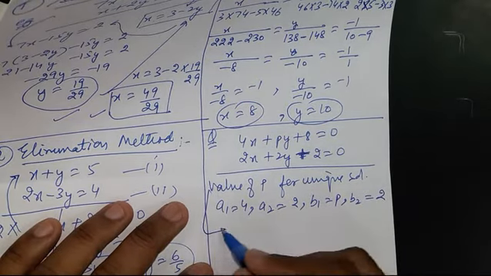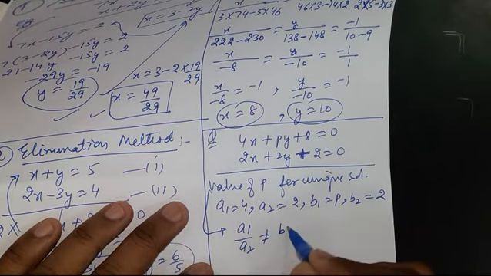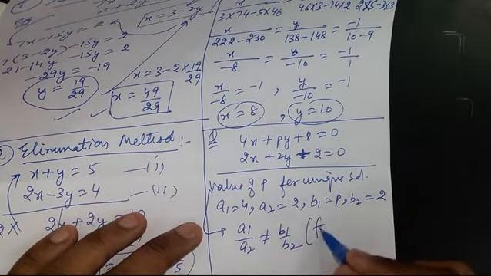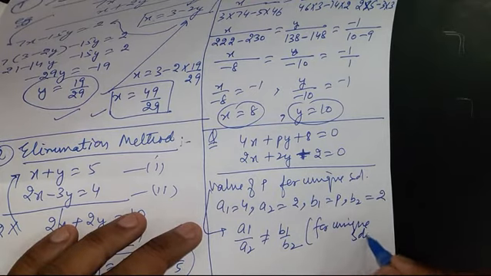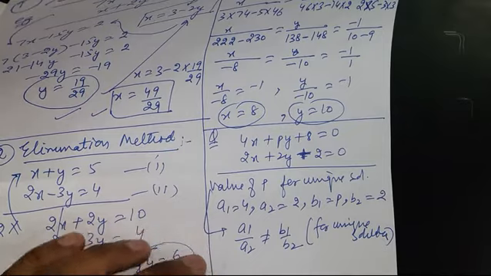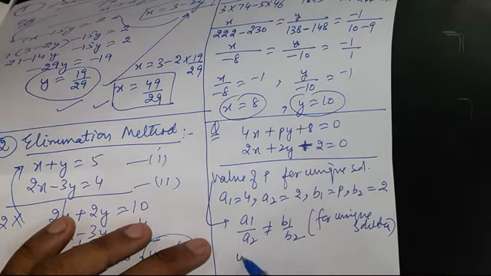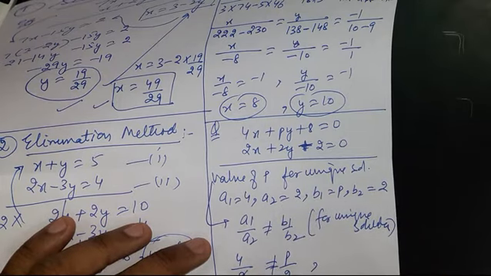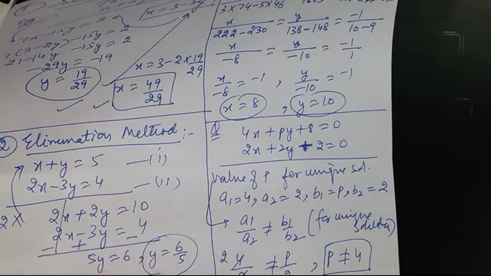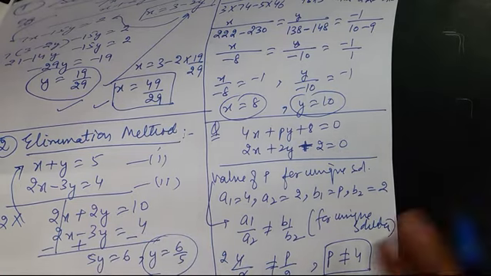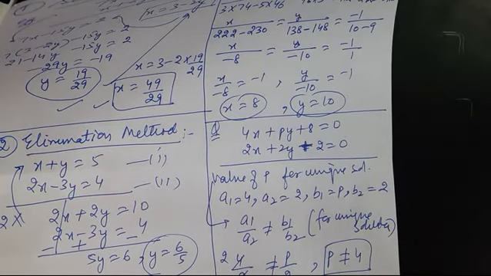For unique solution, as I told you earlier, a1 upon a2 should not be equal to b1 upon b2. So just seeing these coefficients, the ratio of the coefficients, you can very well know whether it is a unique solution, a no solution, or infinitely many solutions. So put the value of a1, a2, p upon 2. So it cancels, and the value of p is not equal to 4. That means p can have any other value except 4, and the solution will be a unique solution, and you will get the solutions of x and y.